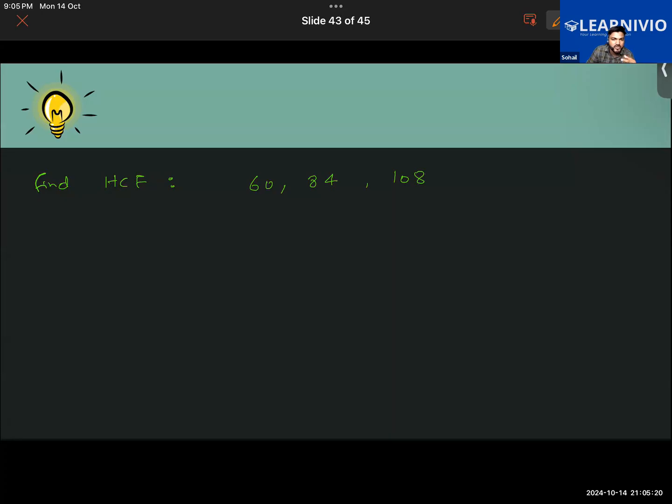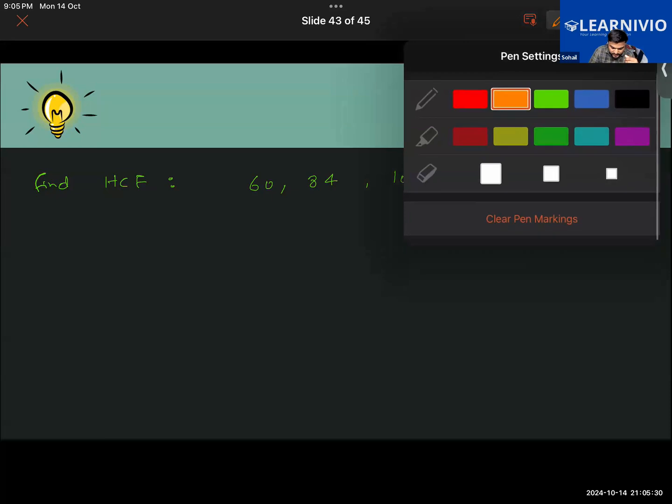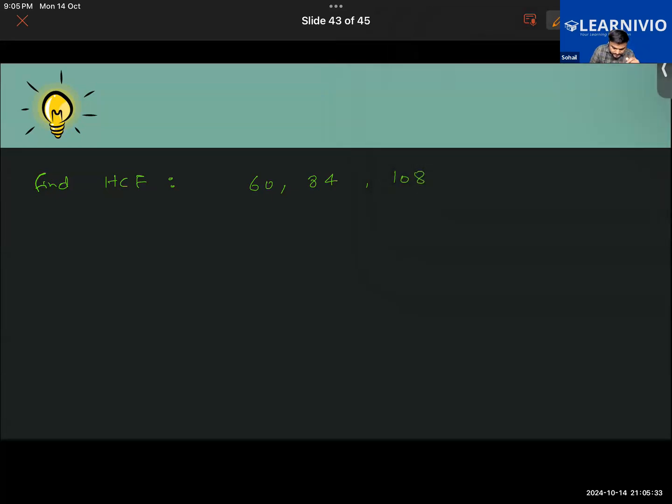By the division method, you know how you can do this? You can do this by the division method also. Okay, let me tell you. First of all, let's find the HCF of two numbers from this. Let us say that we are right now going to find the HCF of 84 and 108. Suppose I get some value as the HCF of these two numbers. After that, I will be finding the HCF of 60 and the number which I will be getting here.